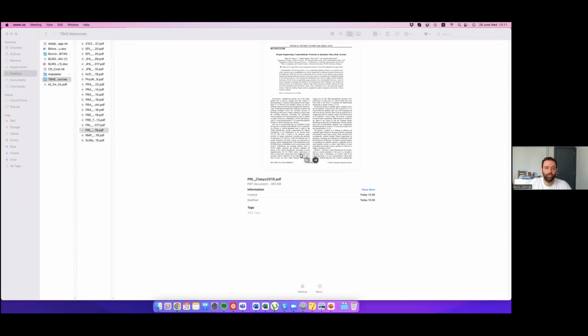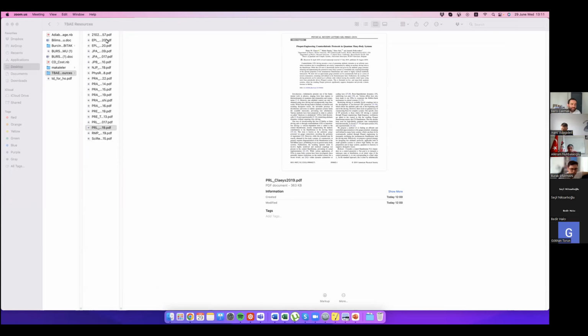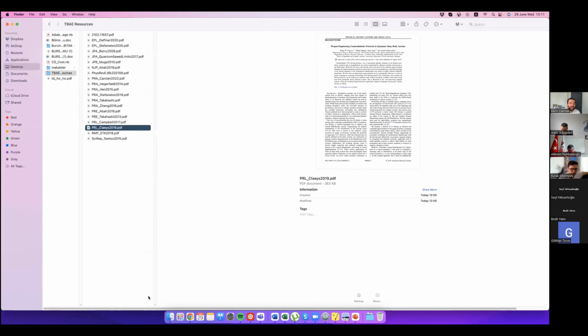I don't know. Cool. So these are a couple of papers that are related to quantum control plus thermodynamics. Okay, so very briefly, let me show you a couple of things. I will group them when I upload them to the drive. For example, this is one of them. This is a perspective paper.